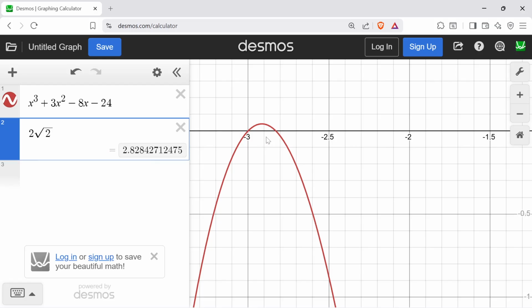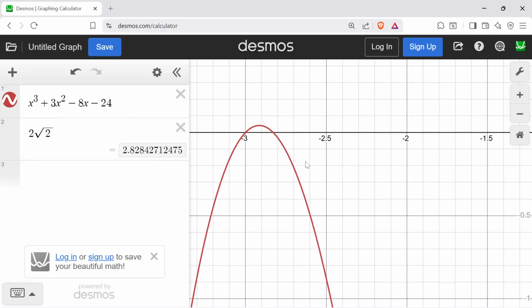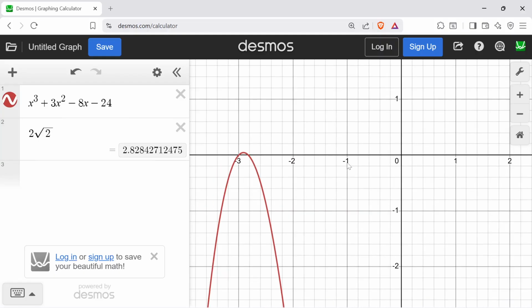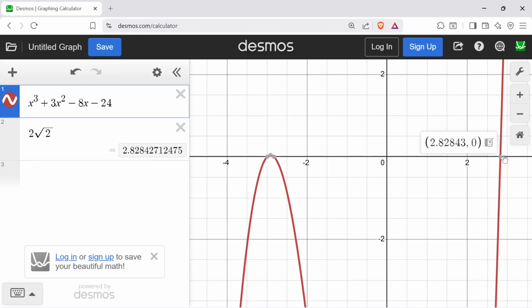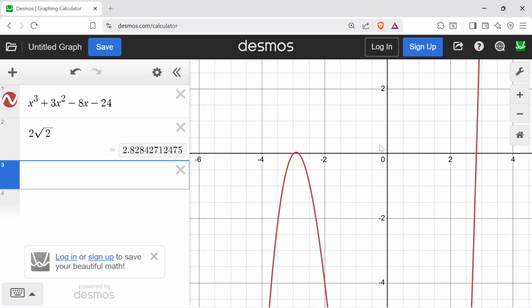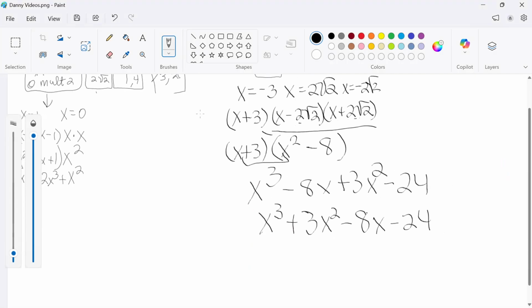Yep, 2.828, so it's going to be negative 2.82843, etc. And then positive 2.82843, etc. So there it is. All the roots that I needed. All right, what's the next one?